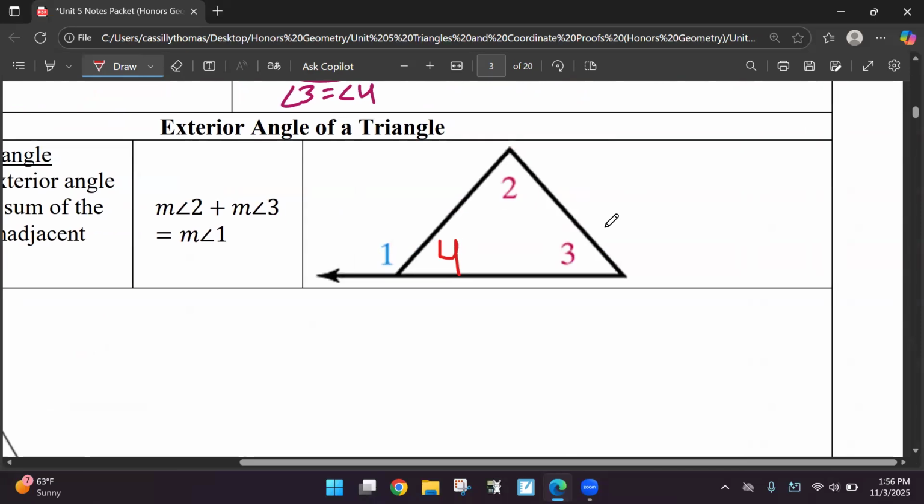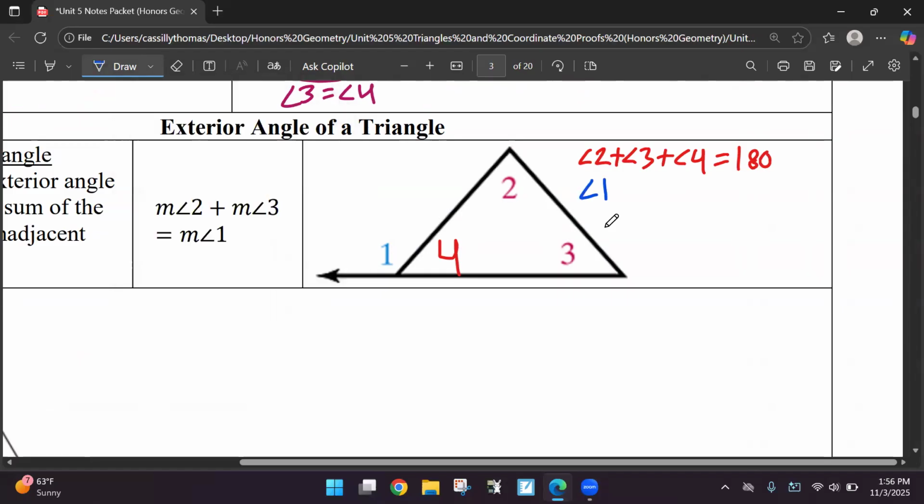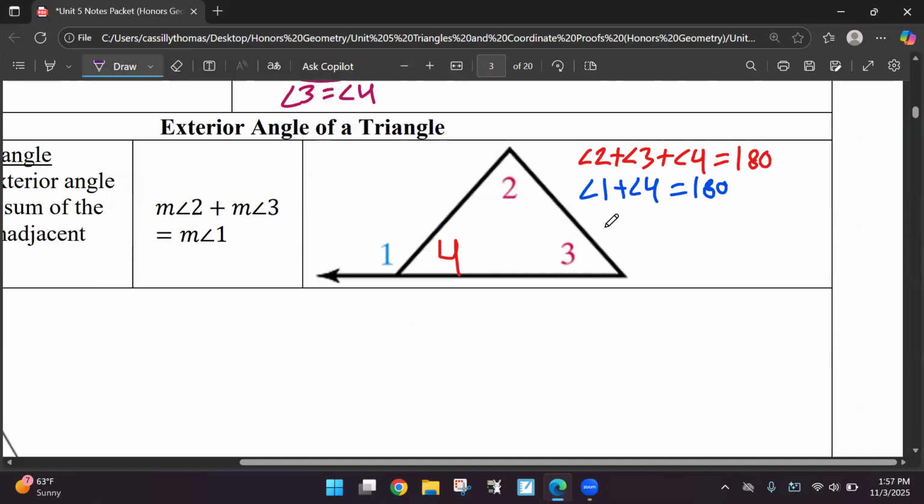All right, we know angle 2 plus angle 3 plus angle 4 equals 180. Why do we know that? Because it's just a triangle. We also know angle 1 plus angle 4 equals 180 degrees. Why do we know that? Because those are a linear pair. Well, hey, both of these expressions equal 180 degrees.